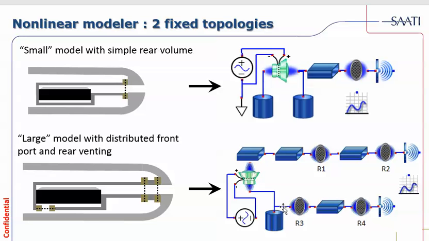If you only have a rear volume, you can go to the modeler and just specify infinite impedance for this element that's captured with the wall for the impedance of that. Show you that real quick here.